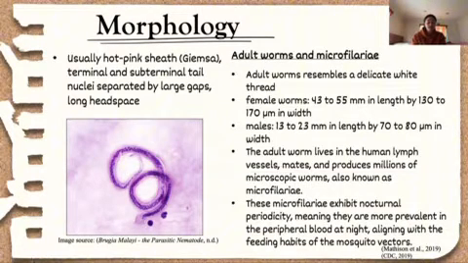In the lymph vessels, they mate and produce millions of microscopic worms called microfilariae. These microfilariae exhibit nocturnal periodicity, meaning they're more prevalent in the peripheral blood at night, aligning with the feeding habits of the mosquito vectors.